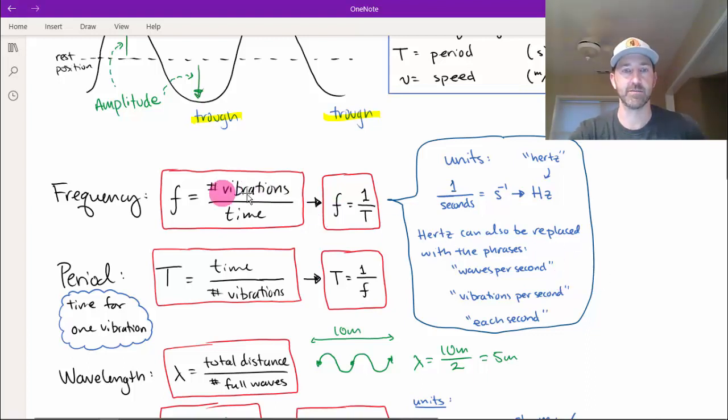You can calculate that out as number of waves or vibrations divided by time. It may say vibrations per second. It may say each second. It's always something per second or each second. That's referencing frequency.